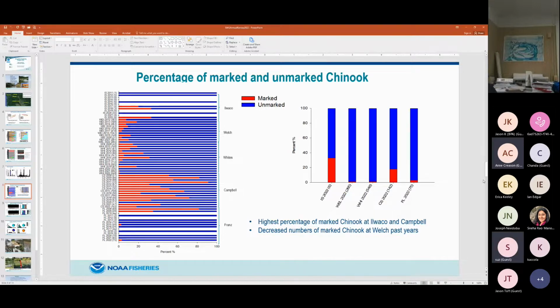So these are fairly similar trends. As you can see, Campbell Slough actually, for the amount of marked fish we caught this year, was down from most years, or from previous years. Some years we can see as high as 90% marked fish in Campbell Slough. Usually it's around that 40 to 50%. This year was closer to 20%, which is a little lower than normal.